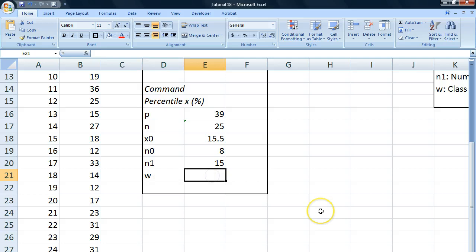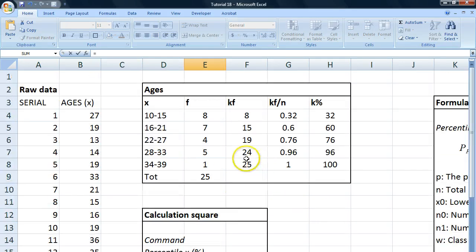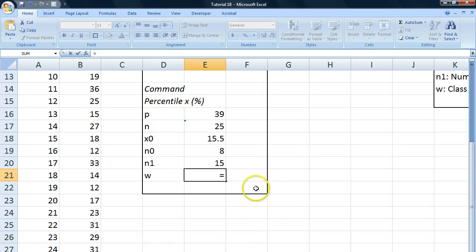The class width, this is where it's going to be slightly complicated for you guys now, because the class width is actually 21.5 minus 15.5.